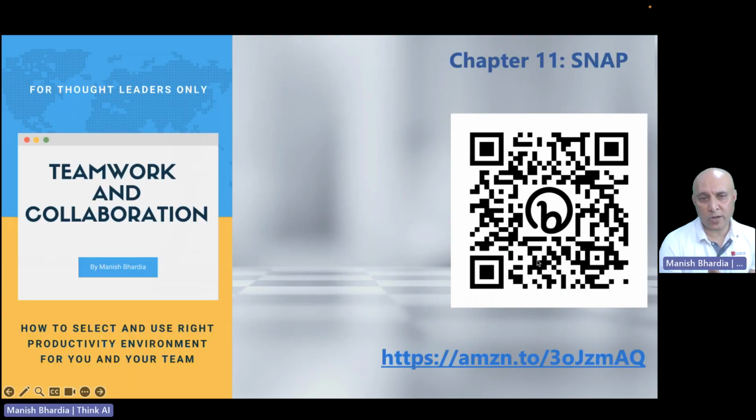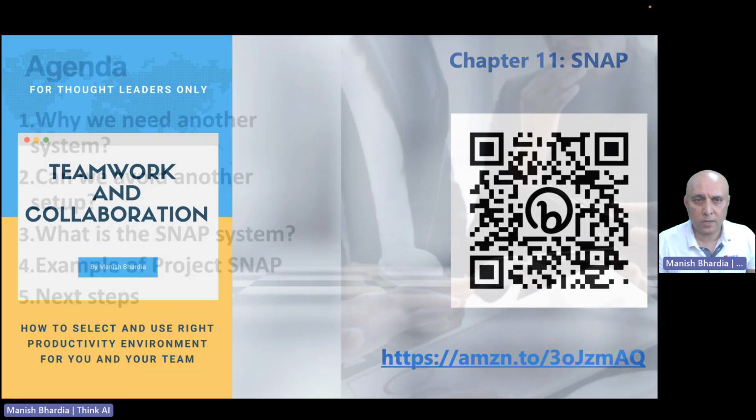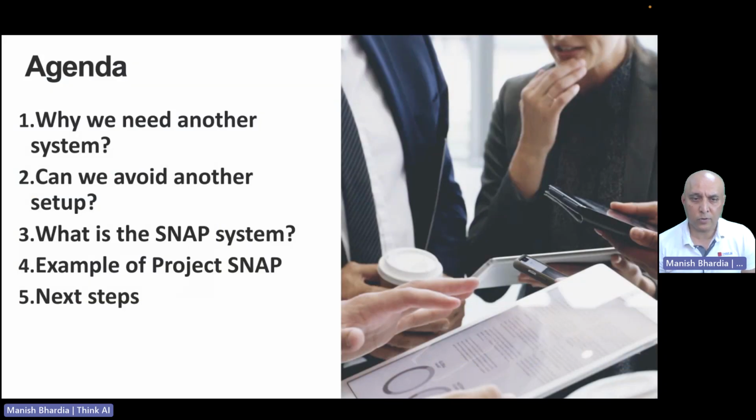Here you can see the book I wrote, Teamwork and Collaboration, made for managing projects and working together effectively. And chapter 11 covers something called Snap, and I'll explain that in a bit. Here is the QR code and the link. So if you have the book, you can directly go to chapter 11, but let me cover it in case you have not seen the book.